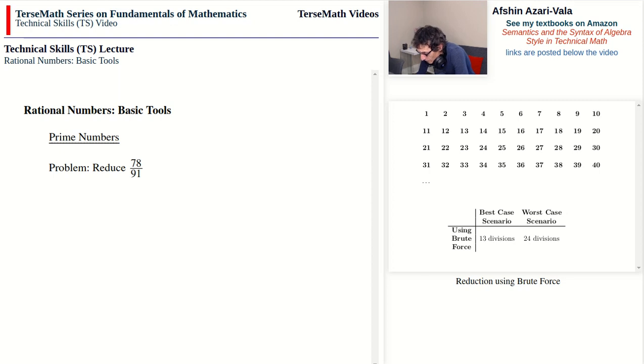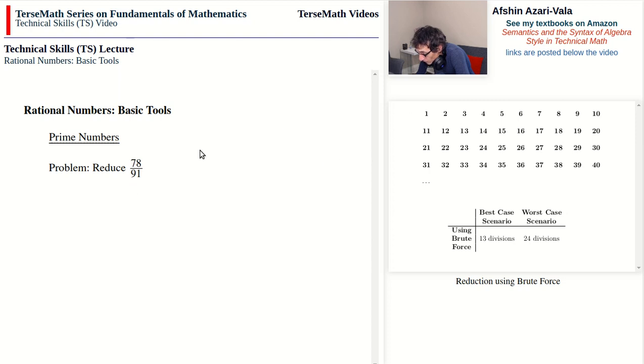In the worst case scenario, each number will have to be used twice. Let's say, for example, for 78 over 91, I divide 78 by 2, and then I notice that 2 does work. And then I have to do another division, divide 91 by 2, to find out that it doesn't work. So now I did 2 divisions to find out that 2 doesn't work.